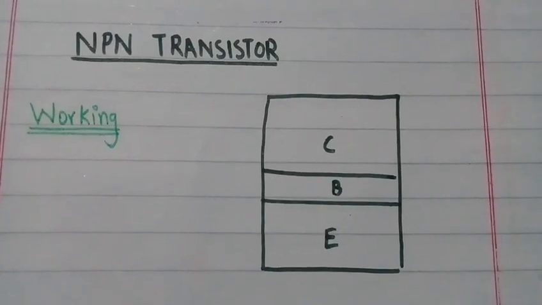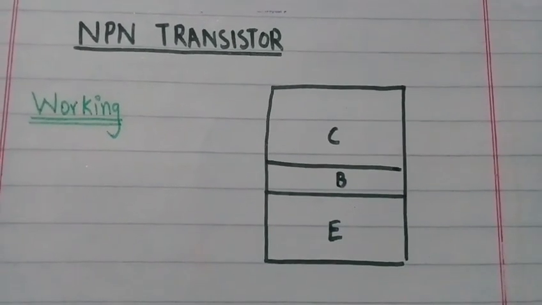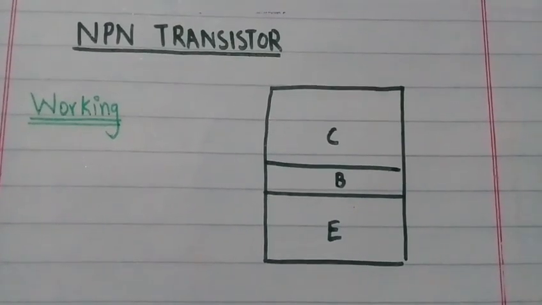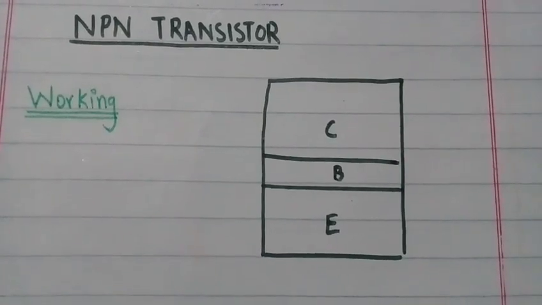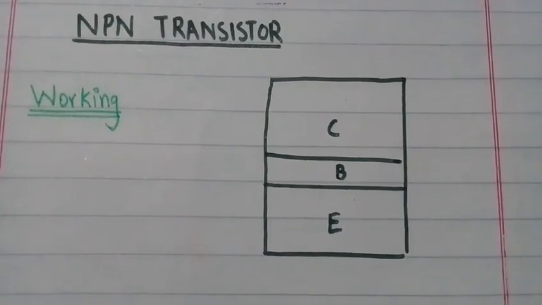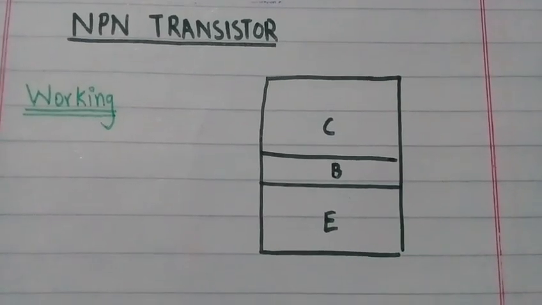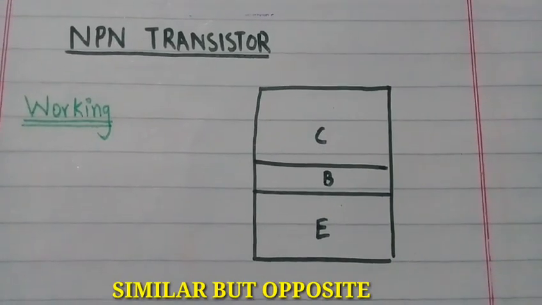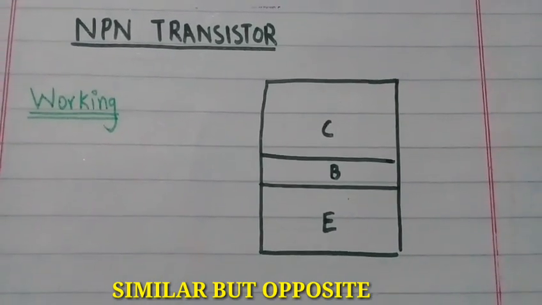First of all, we see the working of an NPN transistor. An NPN transistor is a type of bipolar junction transistor. NPN transistor working is similarly opposite to the PNP transistor. So we now only study NPN transistor working, which is exactly equal to the working of a PNP transistor.